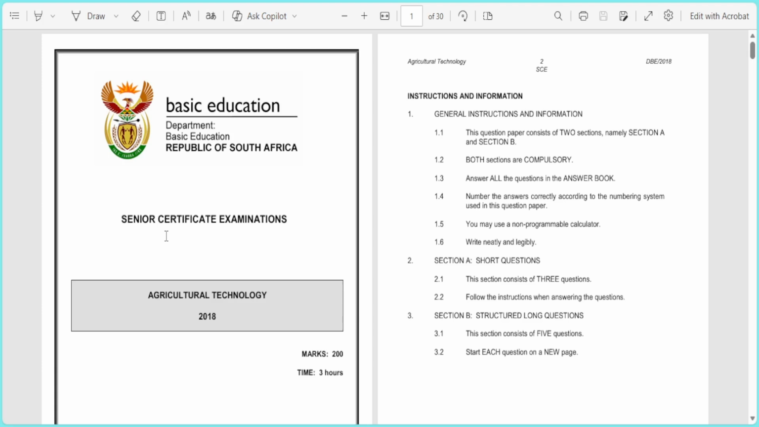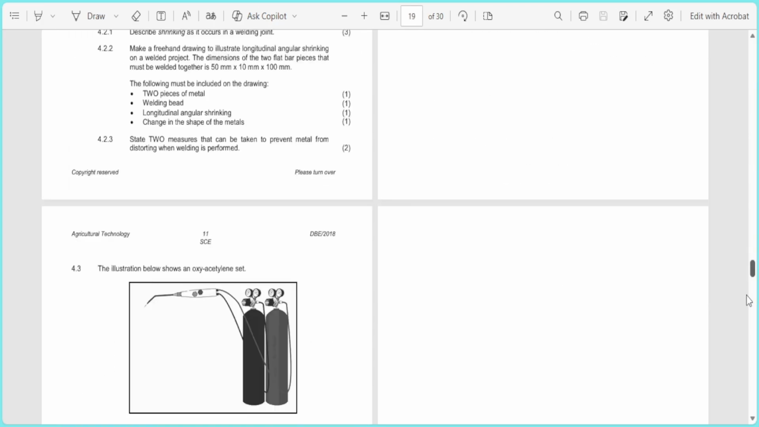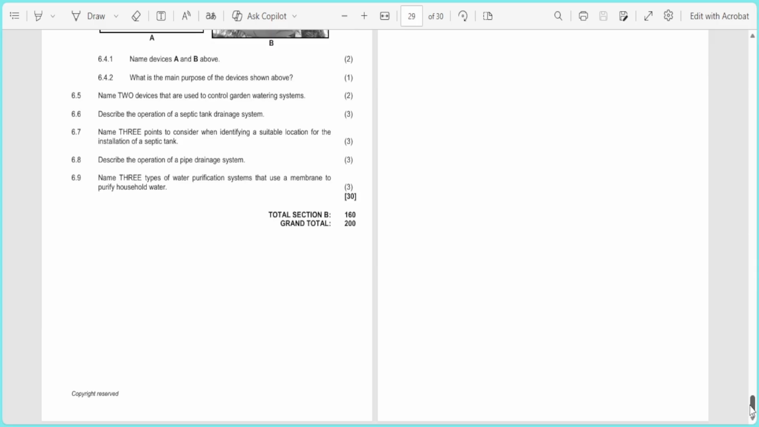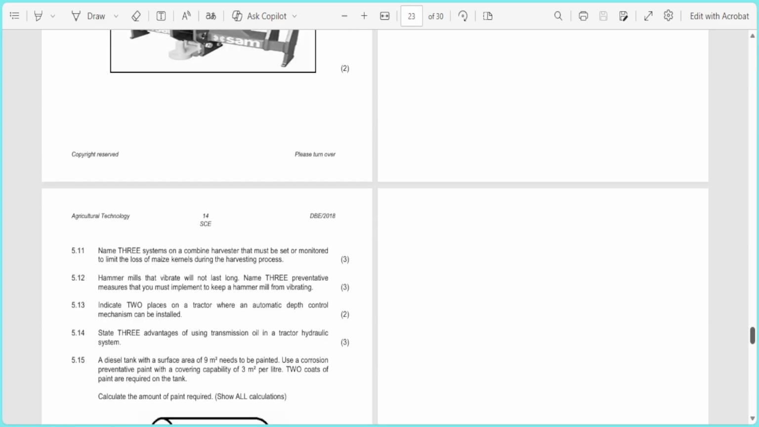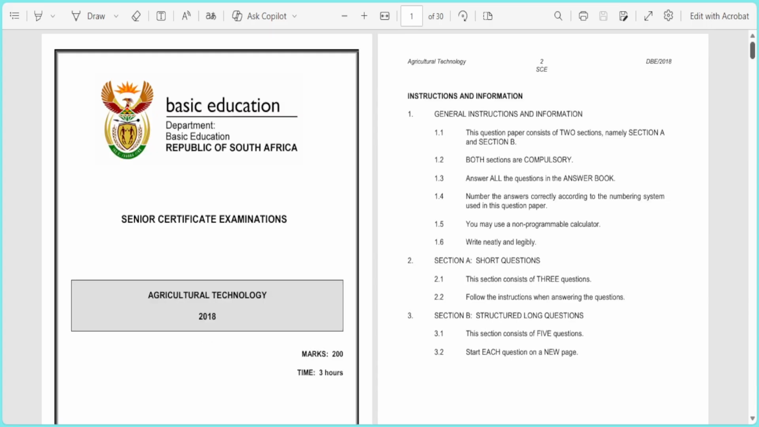So we're going to be looking at this agricultural technology question paper. We're going to walk through the entire question paper from question 1 all the way up to question 6. This is a paper that was written in 2018. So we're going to walk through the entire paper from question 1 all the way up to question 6.